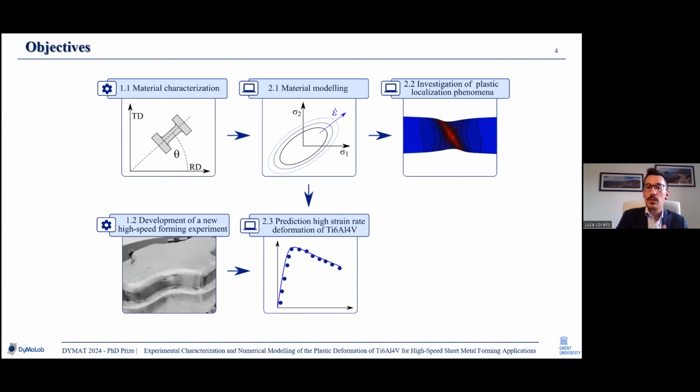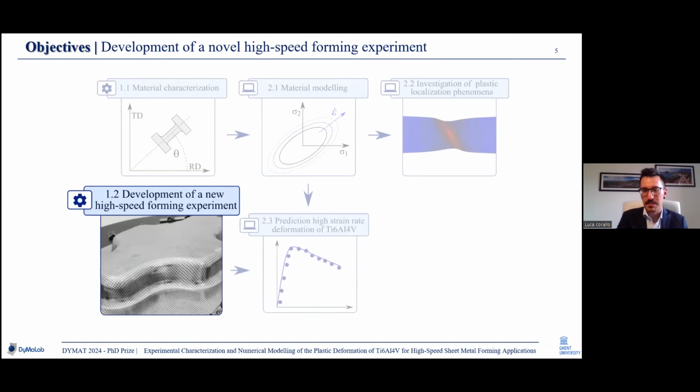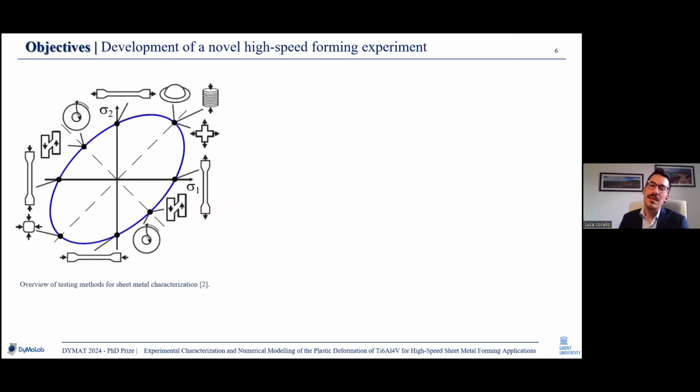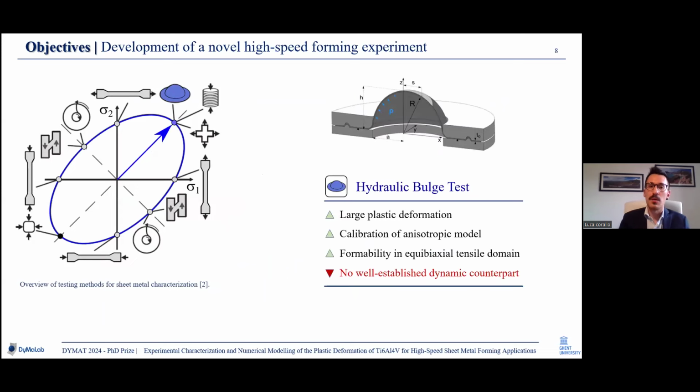I would like to begin with one of the main outcomes of my research, which is the development of a new high-speed forming experiment. In this graph, what you see is the projection in the sigma 1, sigma 2 plane of the yield surface and the experiments that can be performed in order to characterize the material anisotropy. By the time I started my PhD at Ghent University, we could already perform quasi-static and dynamic tensile, compression, and in-plane shear experiments. However, we were still missing an important region of stress states, which is the equibiaxial tensile one, which can be determined by the hydraulic bulge test.